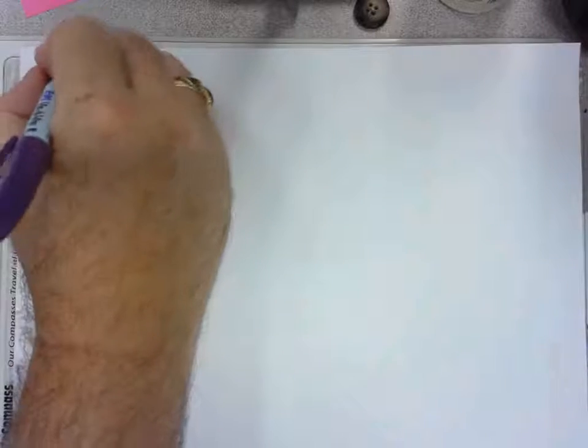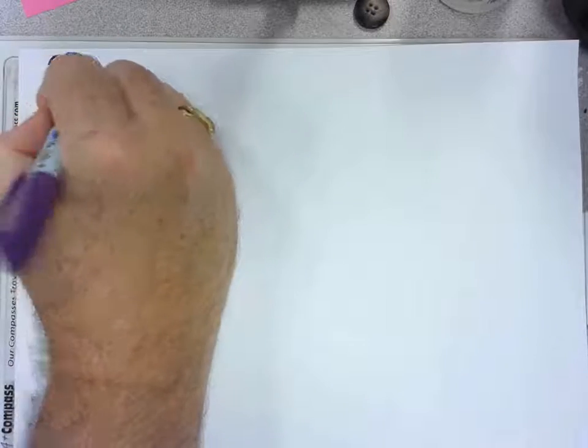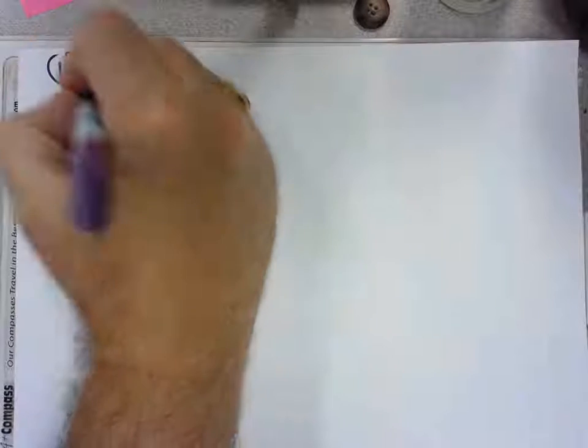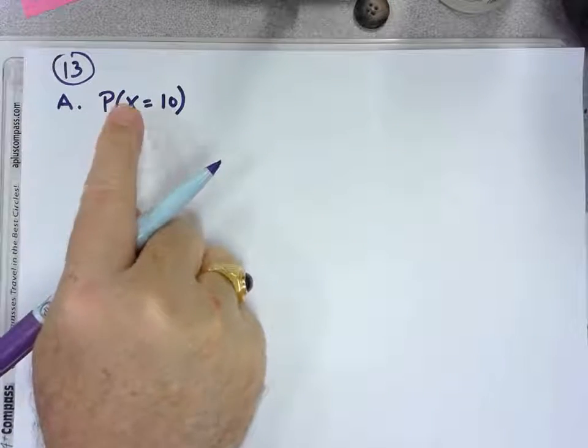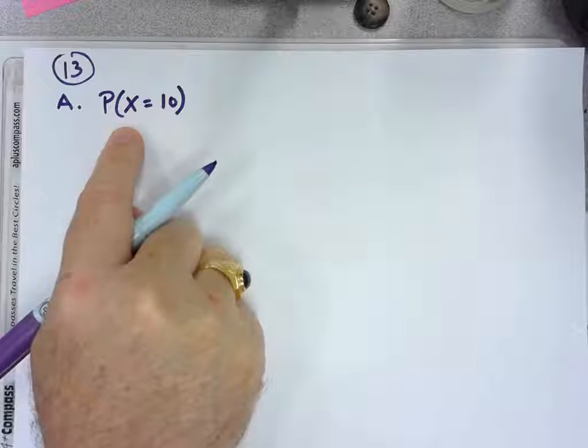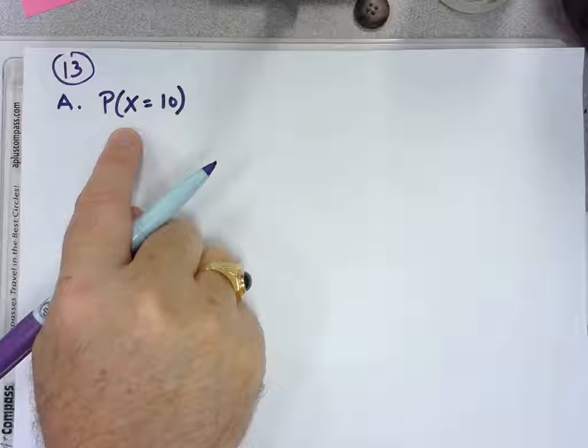So number 13A, it says find the probability of exactly 10 successes. So we're going to say the probability that X is equal to 10, and that X is the event, okay, of having a success. You said we didn't have to do it if we got it right. We got it right. Oh, I know, yeah. If you got it right, you're good. But I know some people did not.